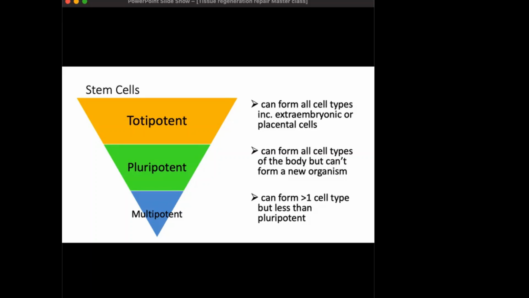After that there are no more totipotent cells, because the next one is pluripotent cells, which can form all cell types of the body, but they can't form a new organism. So it still has less capability than a totipotent cell. And the last one is the multipotent, which can form more than one cell type, but is less than pluripotent.